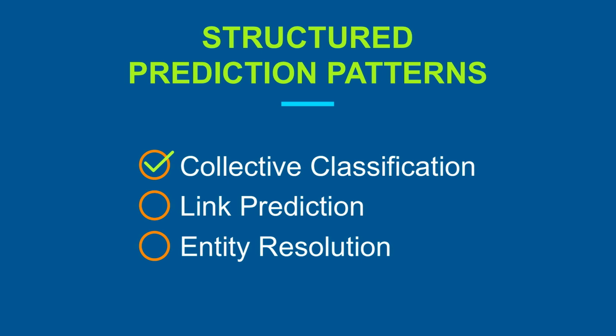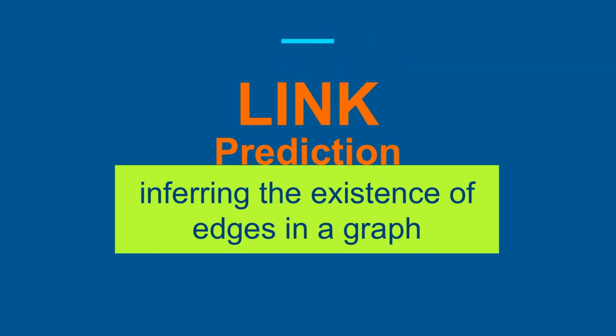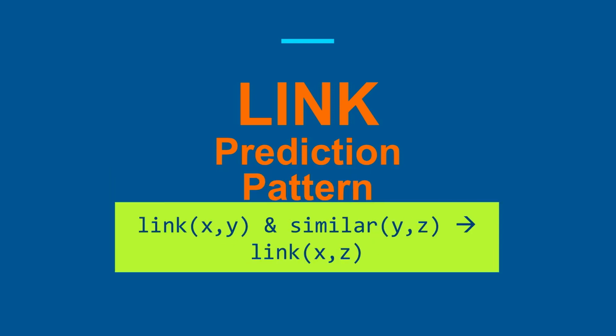The next structured dependency that comes up all the time in graphy, networky kinds of problems is predicting edges, so inferring the existence of an edge in a graph. Now, the template for doing this is: if I have a link between x and y, and I have some other z that's similar to y, then I have a link between x and z. And again, the unknown, the link, is the thing I'm trying to infer on both sides of the rule, which makes there be dependencies between these things.